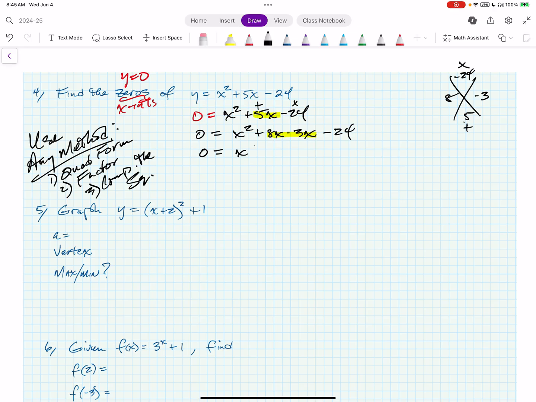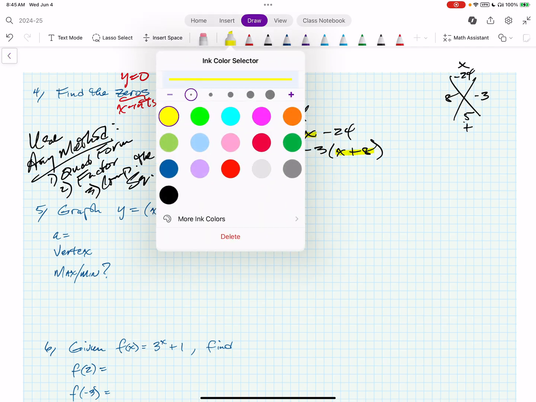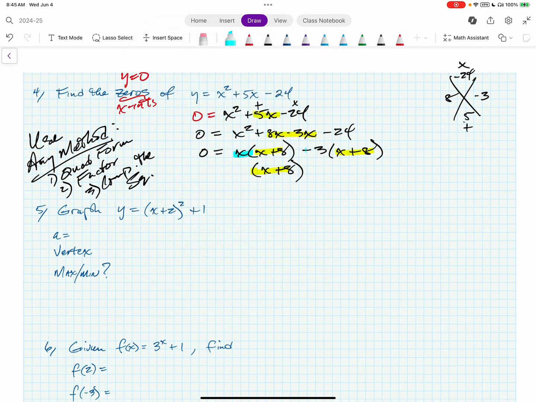You factor out your common factor, so x times x plus 8. Factor out a -3, so multiply it by x times 8. And then look at your common factor of x plus 8, so you factor that out. Multiply it by the remaining factors, okay, which is x minus 3. So we multiply it by x minus 3, and now you have what's called a zero product. Once you get to a zero product, then what you do is you set each one equal to 0.